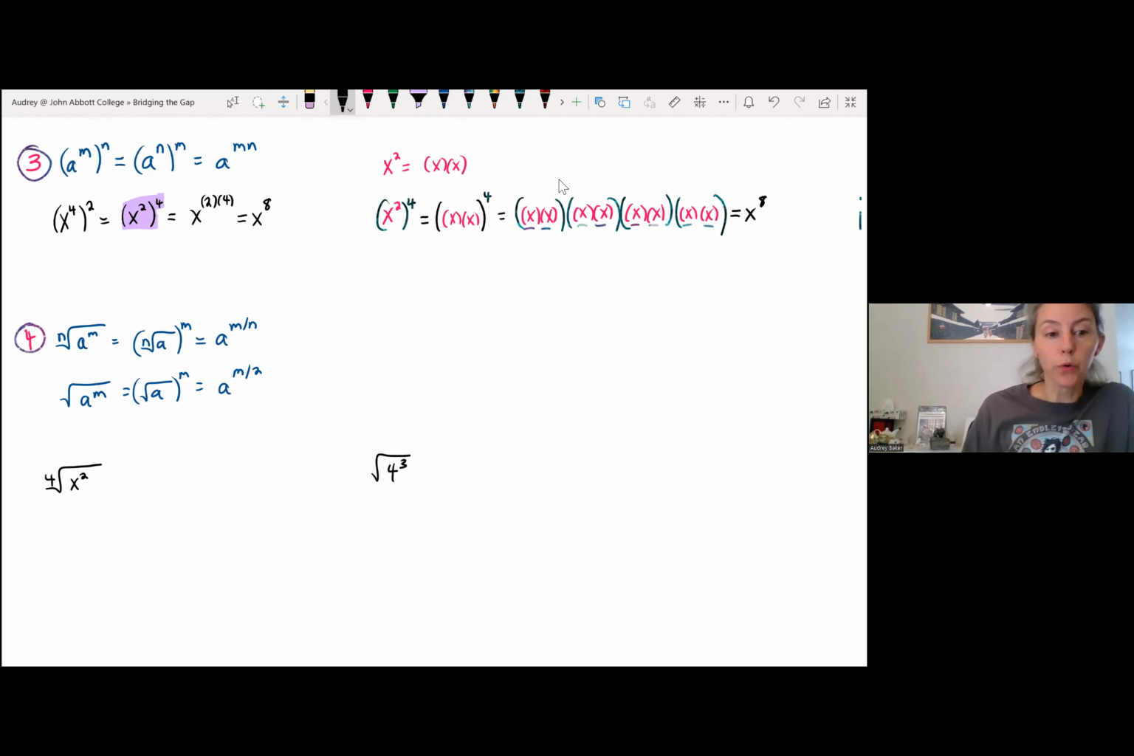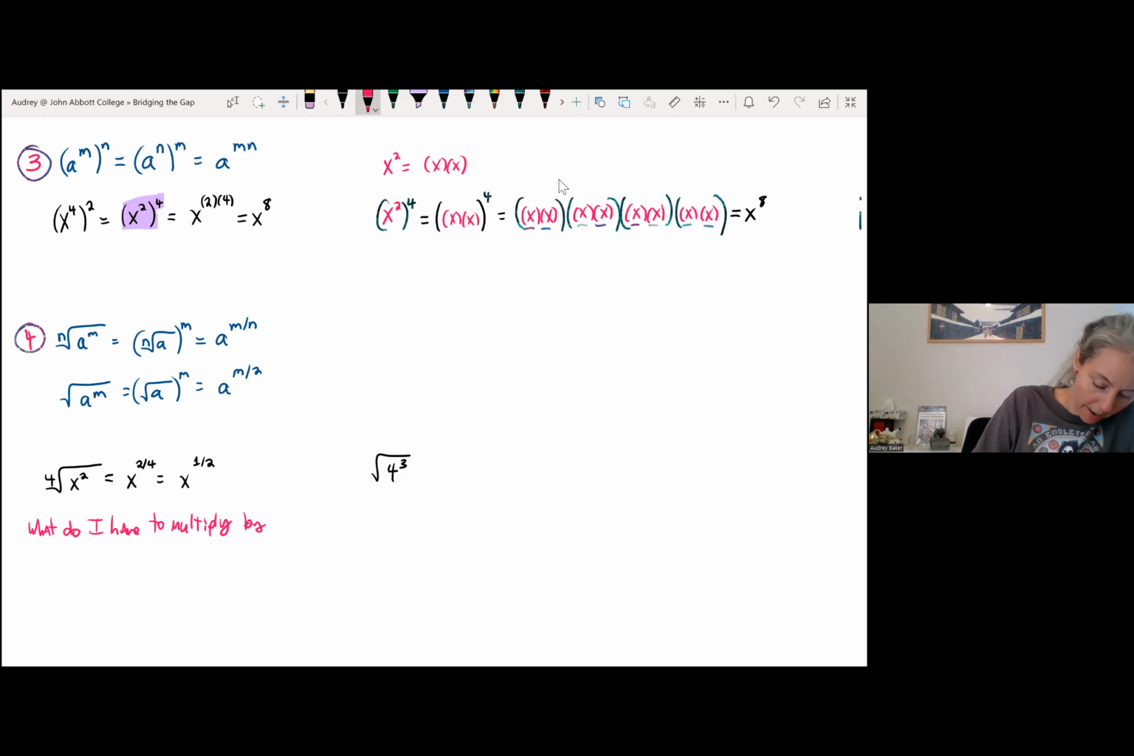All right, so the fourth root of x squared, using our rule, this is just x to the 2 over 4, which is the same thing as x to the 1/2. Now let's just think briefly about what this means. This is answering the question, what do I have to multiply by itself 4 times to get x squared?